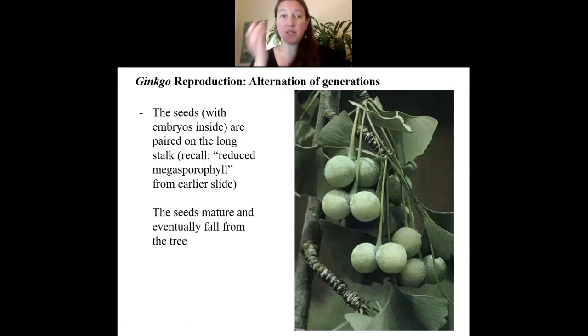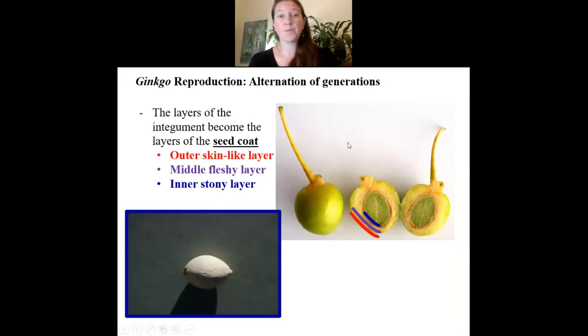Here are some ginkgo seeds. So remember, the only plants that are going to produce the seeds are the female sporophyte plants because ginkgo is dioecious. Eventually, the seeds mature. There will be an embryo inside of the seeds, and the embryo is very well protected in ginkgo because it has a seed coat, which we've learned about in the seed lab. The seed coat also has many different layers, such that the embryo is really, really protected.